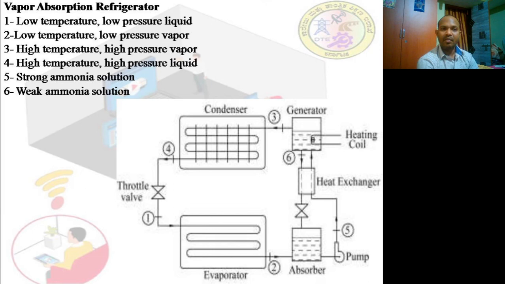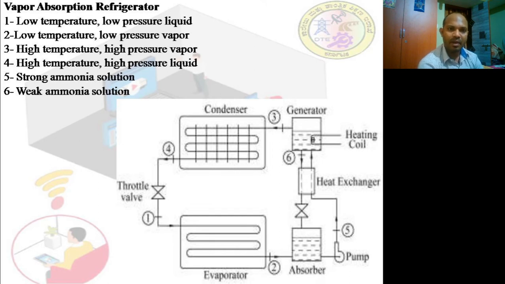Now, this is a vapor absorption refrigeration system. In this vapor absorption refrigeration system, we will have liquid ammonia as a working fluid. Now here, what happens? Ammonia and water have different boiling points. That is the idea we had of it.